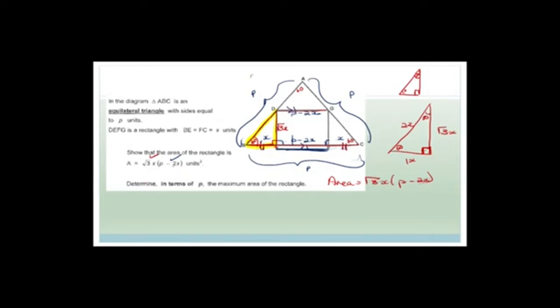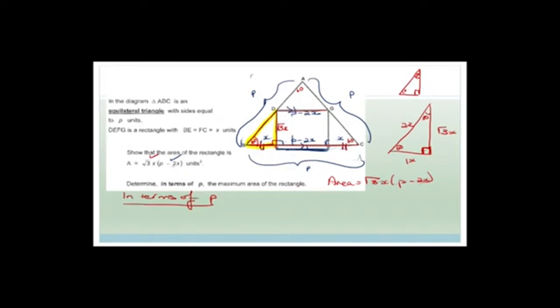There you go. Now it says determine in terms of P the maximum area of the rectangle. So they want it in terms of P. Okay, so what is wrong with this? Do you see that we have got lots of x's here? So we can't have that. We need to do something to try and get rid of these x's. Okay, how are we going to do that? Because it says determine in terms of P the maximum area of the rectangle.